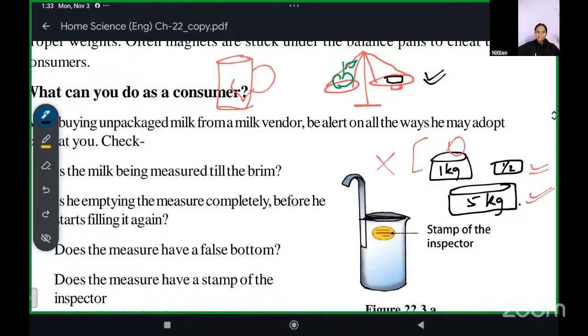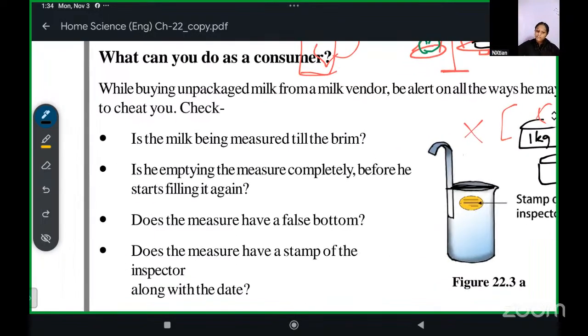Sometimes they will fill it only till here. This whole thing is 1 liter, but they'll only fill it till here. Then it is just 750 ml or 900 ml, 800 ml. So that will not give you the whole quantity, right? And we don't take it home and then measure exactly 1 liter. No, we don't do that. So insist on filling it till the brim.